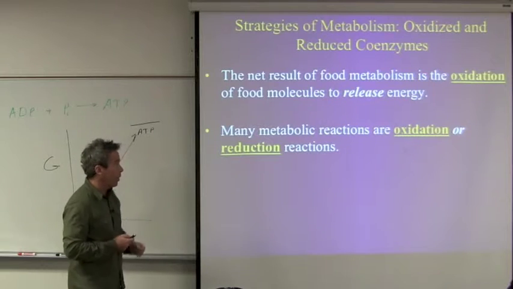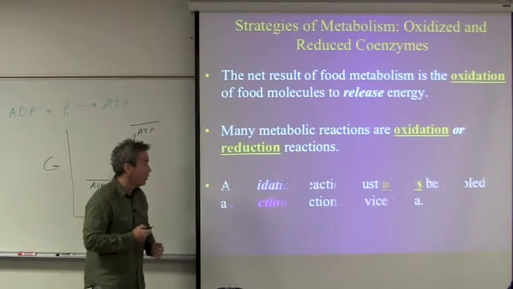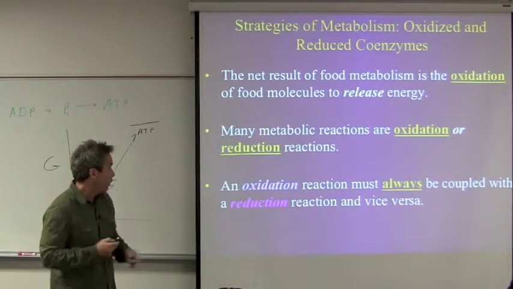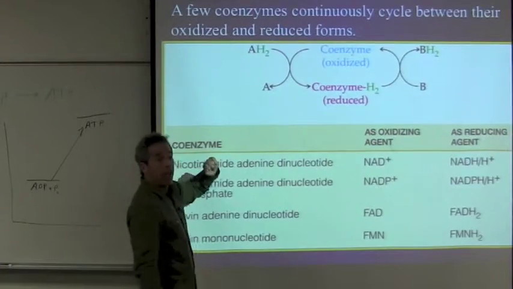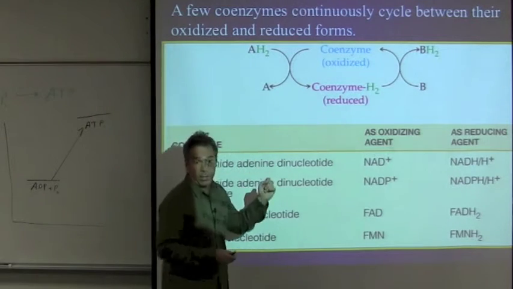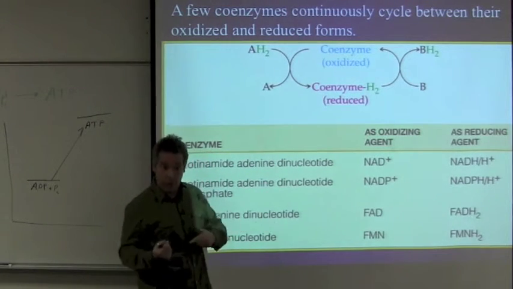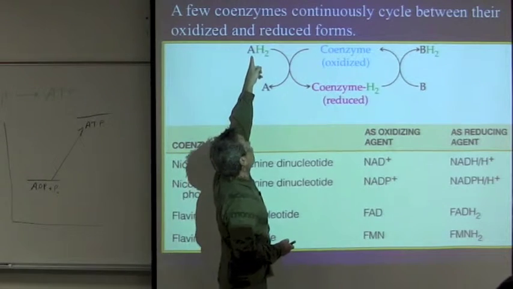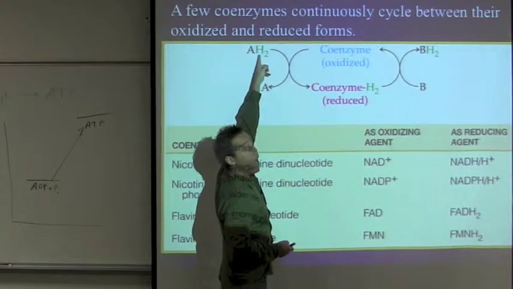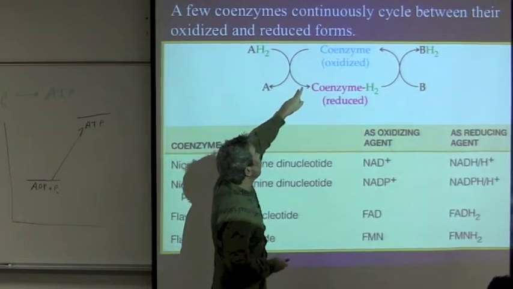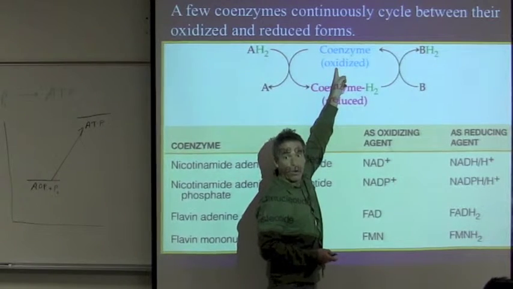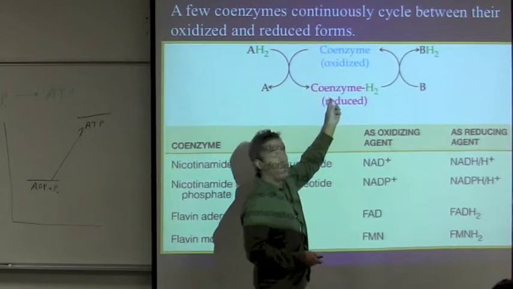Many metabolic reactions are oxidation or reduction reactions. Oxidation always needs to be coupled with a reduction. I told you that when we metabolize food, we're oxidizing it. Remember, oxidation either adds oxygen or removes hydrogen. So this would be an example. Say you have a food molecule here, and you're going to do a biochemical reaction to oxidize it. You couple that to a reduction. You'll start with the oxidized form of a coenzyme, and you'll reduce it.